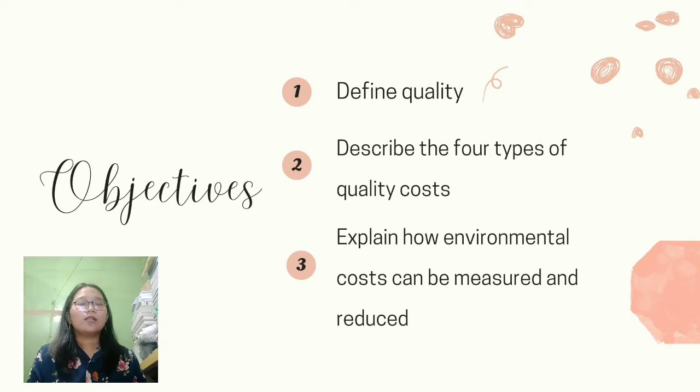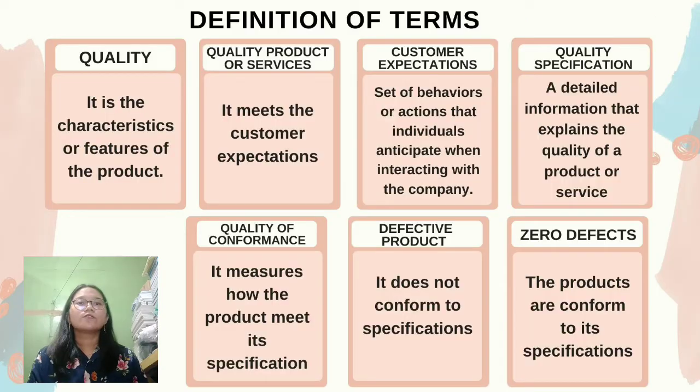First, define quality. Second, describe the four types of quality cost. And lastly, explain how environmental costs can be measured and reduced. So these are the terms that we will be using or will encounter in this discussion.